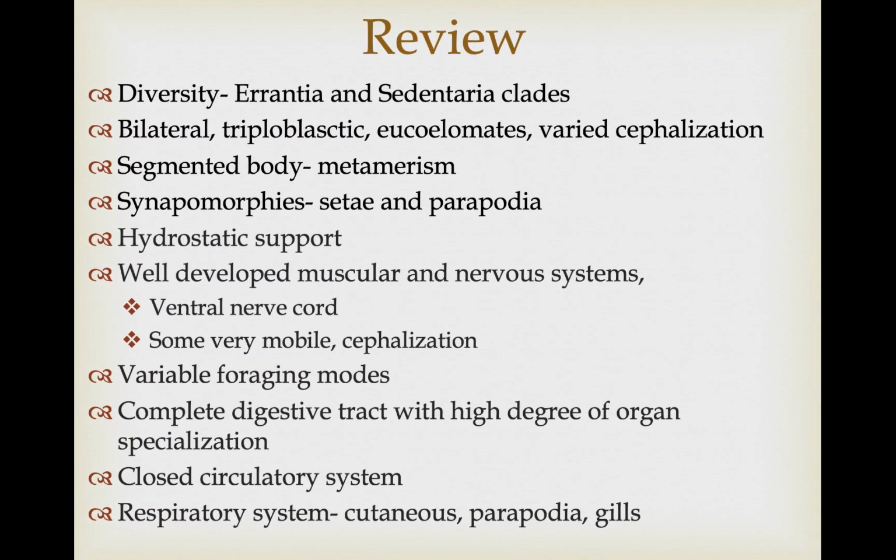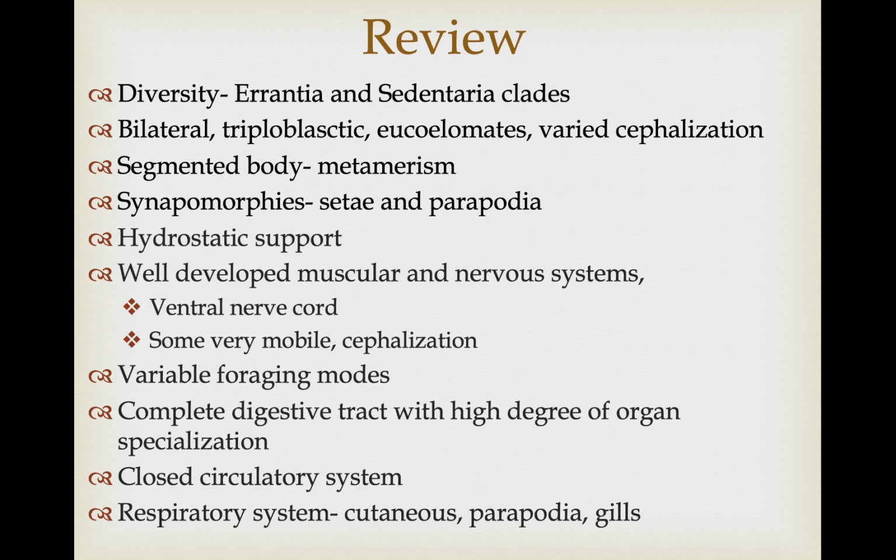So in review, we talked about the annelid worms, represented by two main clades, the Aurantia and the Sedentaria. They're bilaterally symmetrical triploblastic eucoelomates. They vary in cephalization depending upon their movement or sedentary patterns. They're called the segmented worms because they have a segmented body, or metamerism, with individual somites or metameres. Two important synapomorphies are the body bristles, or setae, some of which are attached to parapodia, and the parapodia have a locomotion function but also serve in respiration.